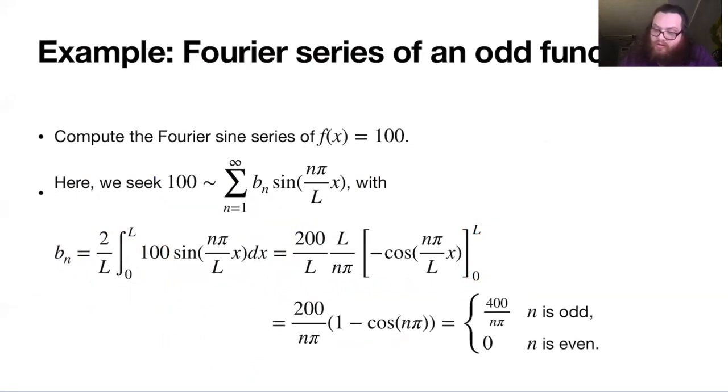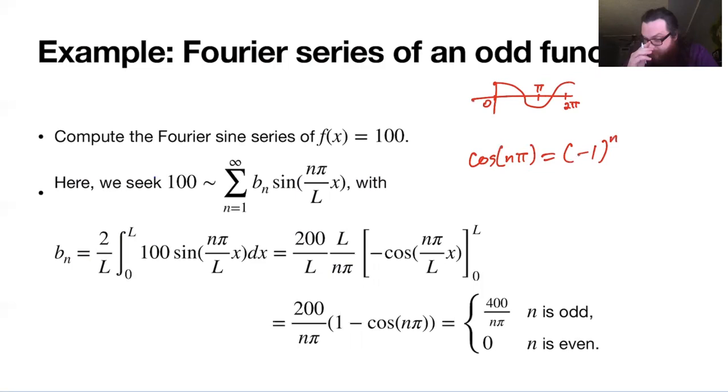Here, you can use the fact that cosine of n pi is equal to minus 1 to the n, which you can observe by just sketching cosine of n pi, or cosine of pi x. And so the coefficients we end up with, you can either write them just as this, that would be fine. Or if you wanted to clean it up a little bit, you could write it in terms of whether n is odd or even.